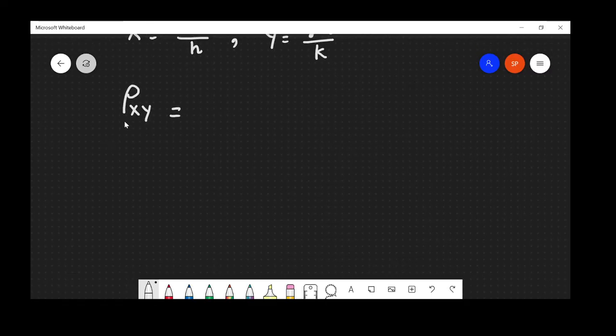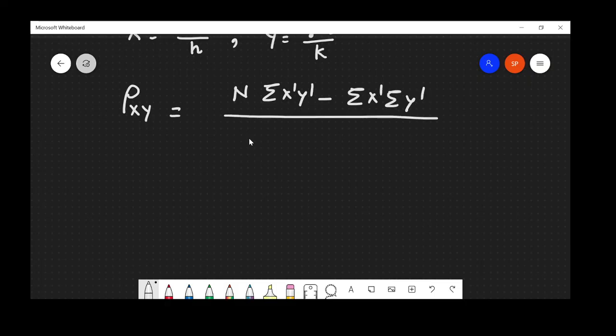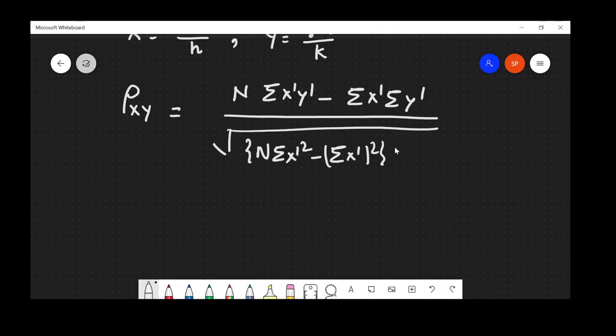Rho xy is equal to n summation of x dash y dash minus summation of x dash into summation of y dash, divided by under root of n summation of x dash square minus summation of x dash whole square, into n summation of y dash square minus summation of y dash whole square.